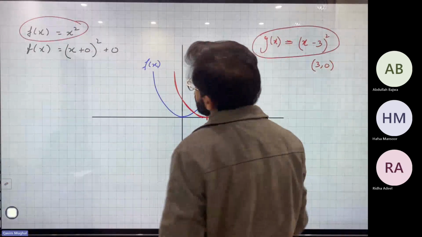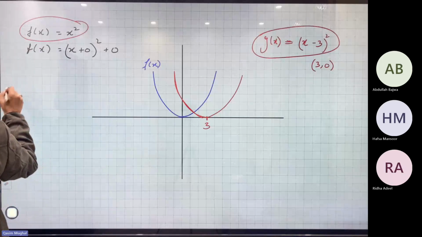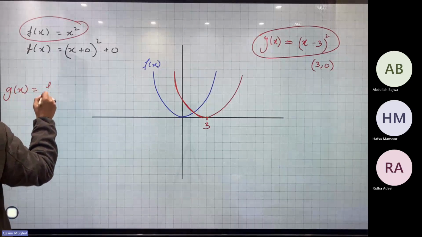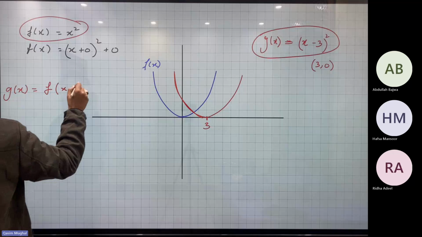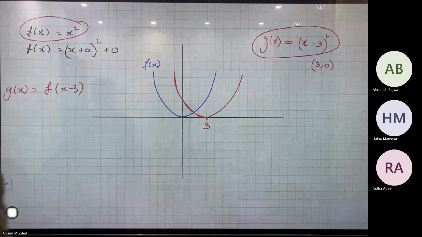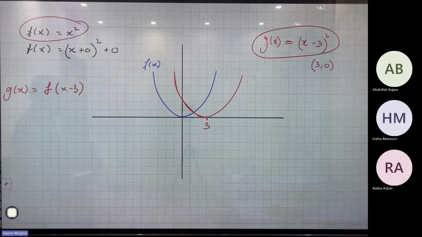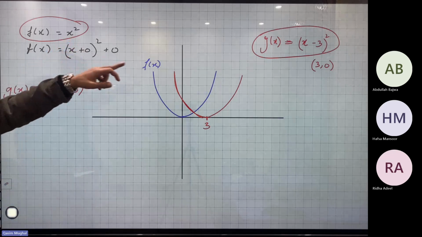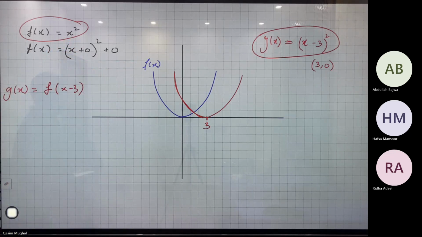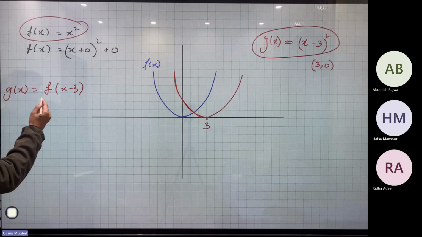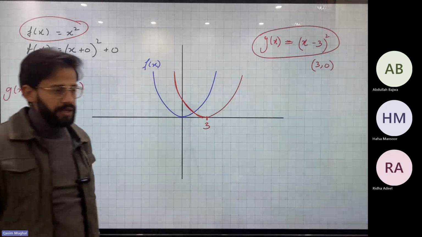If I ask you to connect this function with this function, isn't g of x actually f of x minus 3? The g of x function, what is it? If you compare x square with x minus 3 whole square, isn't it the same? अगर आप फंक्शन f में x minus 3 करेंगे, x की जगह x minus 3 लिख देंगे तो वही चीज आ जाएगी या नहीं आएगी? So g of x is actually f of x minus 3.